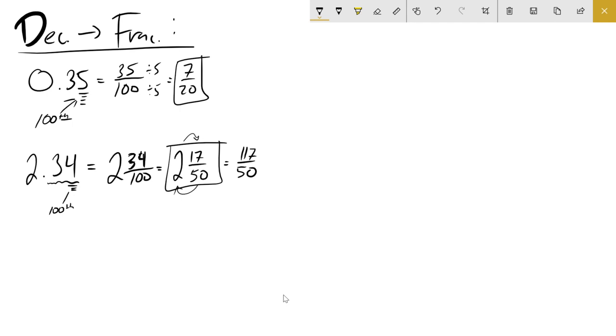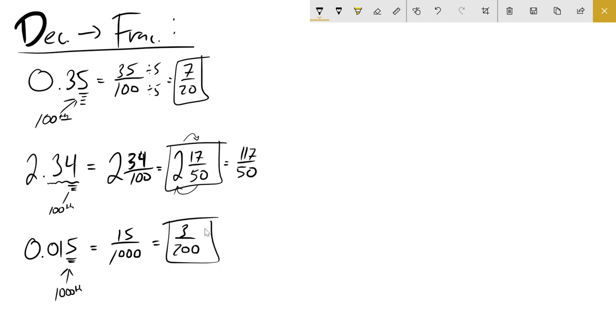And then the last one, even if there are zeros in there, same strategy. You just figure out where it ends. That third one ends in the thousandths, so this is going to be 15 in the thousandths place. So 15 thousandths. And that one, again, is reducible by 5. 15 divided by 5 is 3. 1,000 divided by 5 is 200. And so it'd be 3 out of 200. And you could check all these. Try 3 divided by 200, you should get 0.015. Try 17 divided by 50, you should get 0.34. Okay. Any questions on those three, going from the decimal back to the fraction?